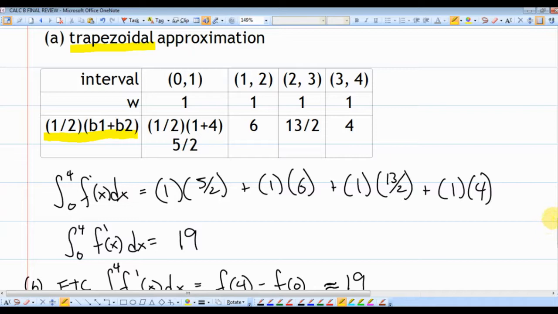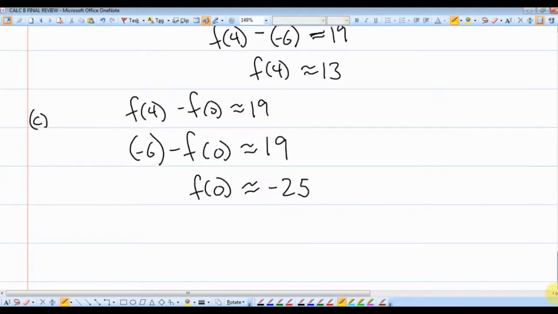Okay, any questions before we move on to 7? Good. 7 is more fun. That's not nice. 7 is more of a fundamental theorem question.